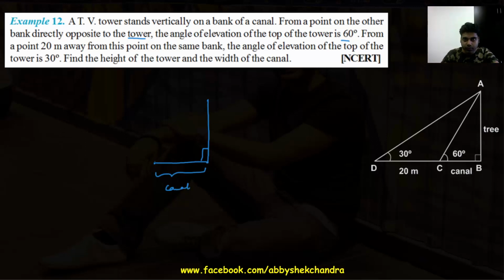Fine. So from a point on the other bank here, let's call it C, let's call the tower AB. The angle of elevation of the top of the tower is 60 degrees. So this angle would be 60 degrees. From a point 20 meters away from this point on the same bank, so basically it will go in this direction. This is 20 meters. The angle of elevation of the top of the tower is 30 degrees. Find the height of the tower.